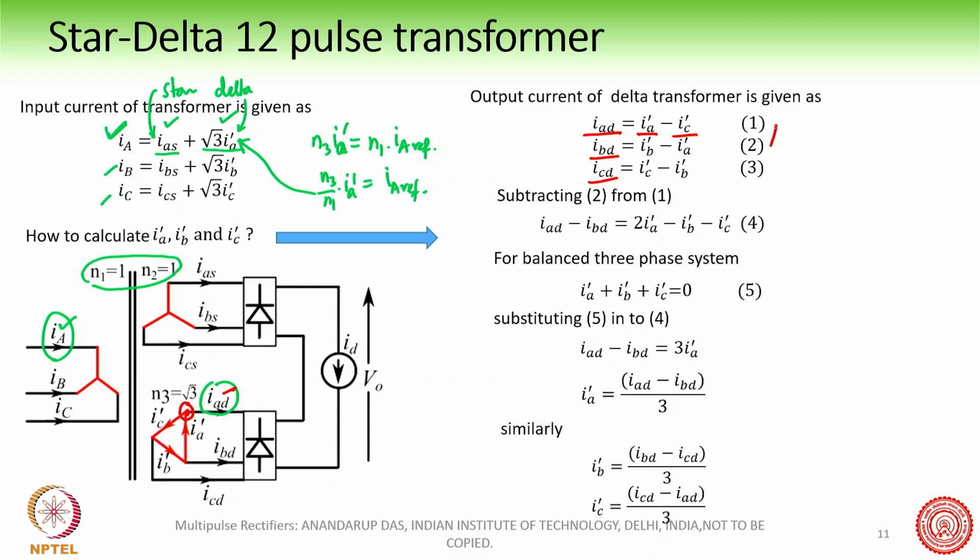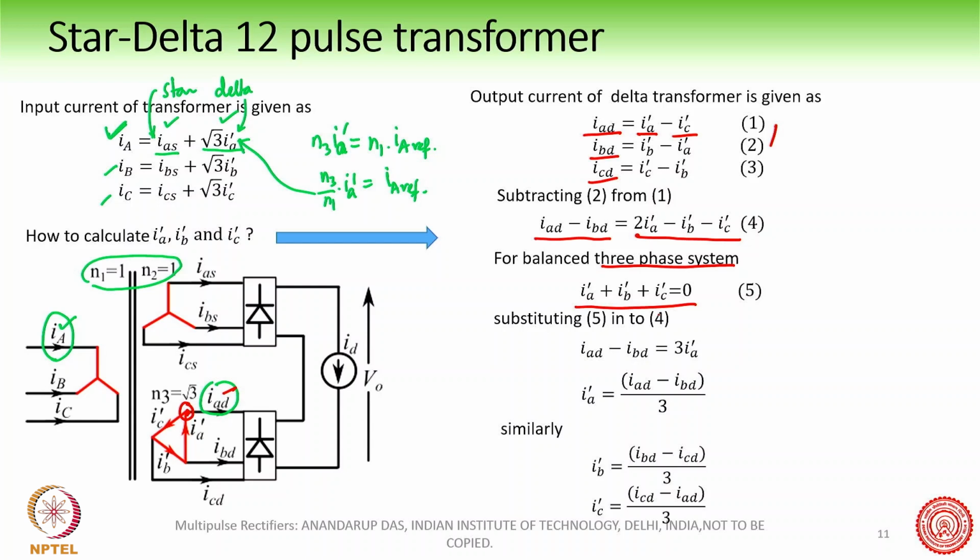And we subtract 2 from 1 here, and so we get IAD minus IBD as this value here. Now we can assume that this is a balanced three-phase system, so IA dash plus IB dash plus IC dash is equal to 0. Most of the time this is true. This is not true in case of an unbalanced system. And this is the internal current of the delta.